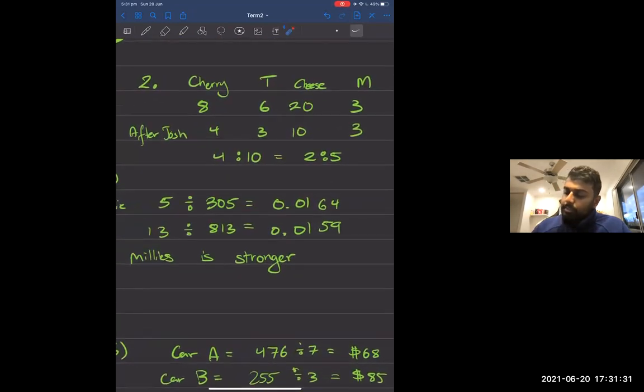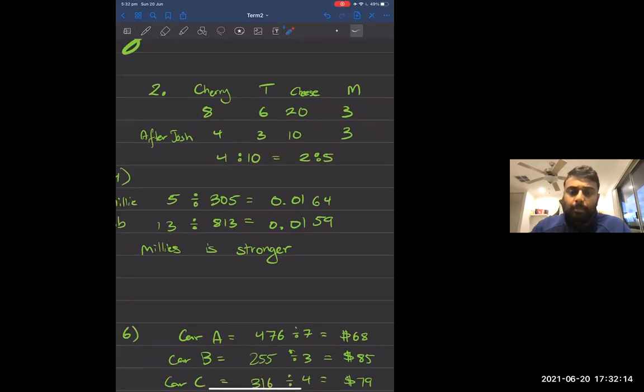Okay, so there was 4 items. There was a cherry, there was the Tim Tams, the cheese sticks, and the muffins. There was 8 cherries, 6 Tim Tams, 20 cheese sticks, and 3 muffins. Josh ate half of each, right? So he ate 4 cherries, so he's left with that much. He ate 3 Tim Tams, that's left with 3, and cheese sticks, he ate 10 of them, and now you're left with 10, and he didn't touch the muffins, okay? So now you're left with 4 cherries and 10 cheese sticks. So the meal ratio is 4 to 10, which is 2 to 5. Do you guys understand? That's how we do question number 2.